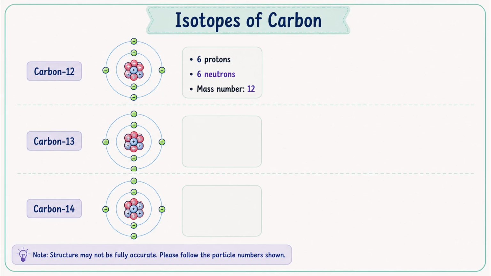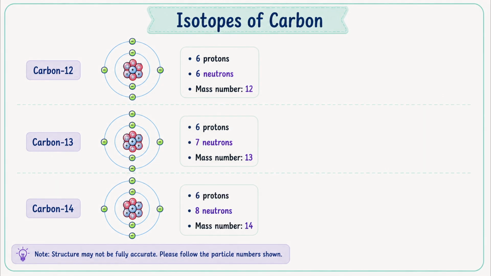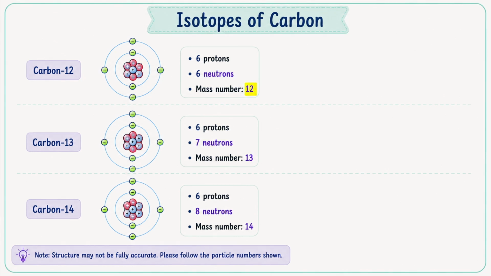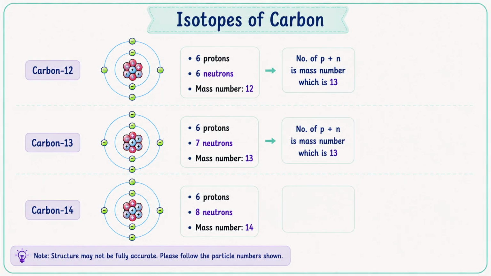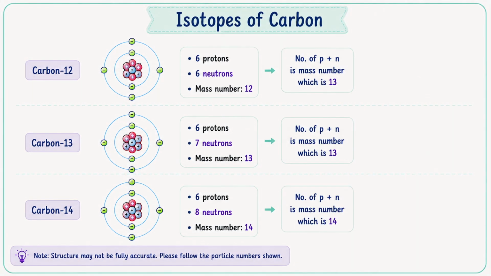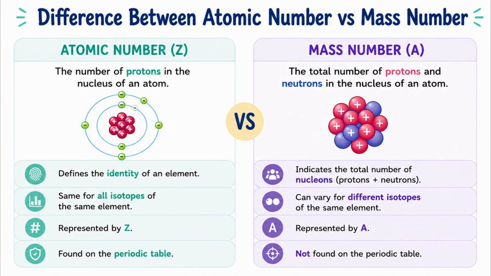Carbon-12 has 6 protons, 6 neutrons, mass number 12. Carbon-13 has 6 protons, 7 neutrons, mass number 13. Carbon-14 has 6 protons, 8 neutrons, mass number 14. Here, 12, 13, and 14 are the mass numbers, which is simply the total of protons and neutrons. This is the key difference. Atomic number is the number of protons only, which is the element's real identity, and mass number is the number of protons plus neutrons combined.